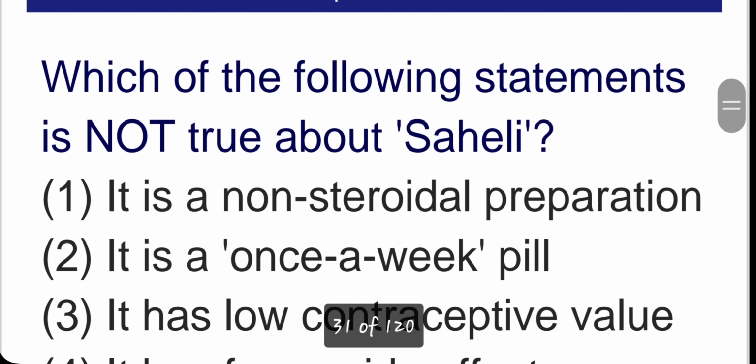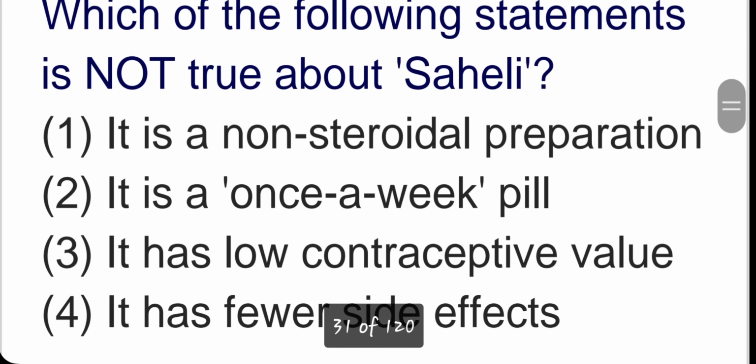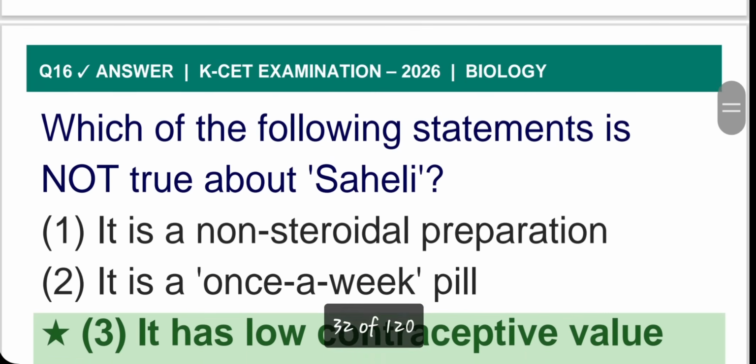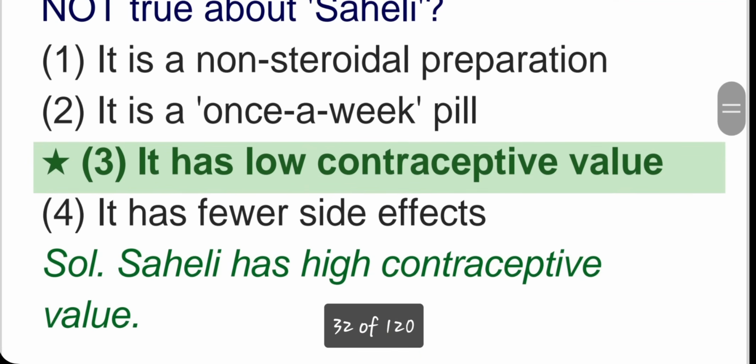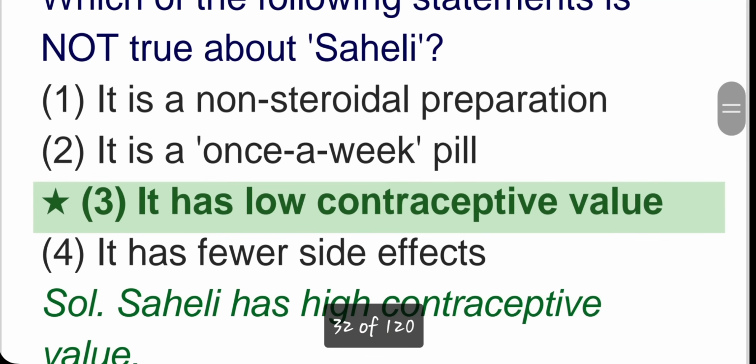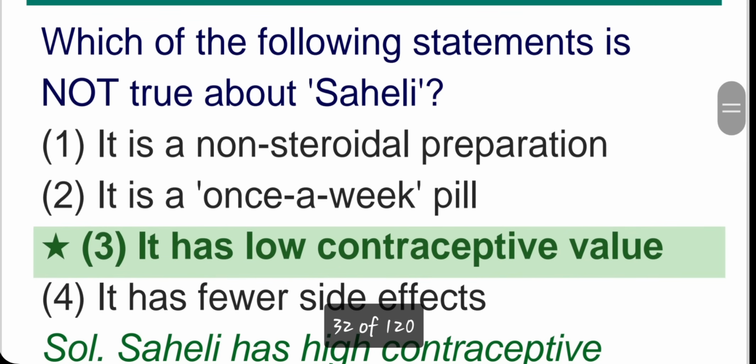Which of the following statements is not true about Saheli, the oral pill? It is a non-steroidal preparation. It is a once a week pill. It has low contraceptive value. It has fewer side effects. So low contraceptive value is the incorrect statement, whereas the remaining are all correct options.